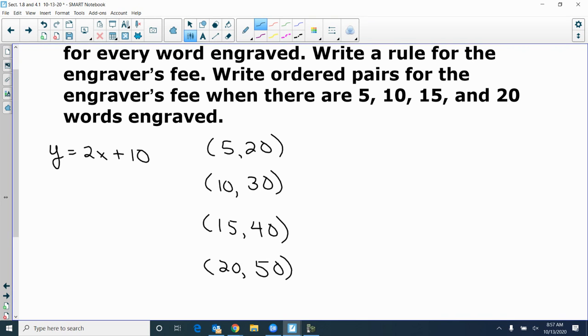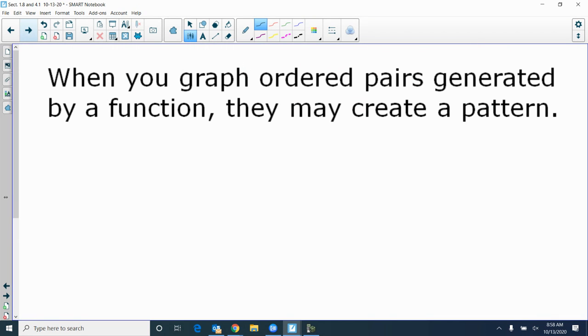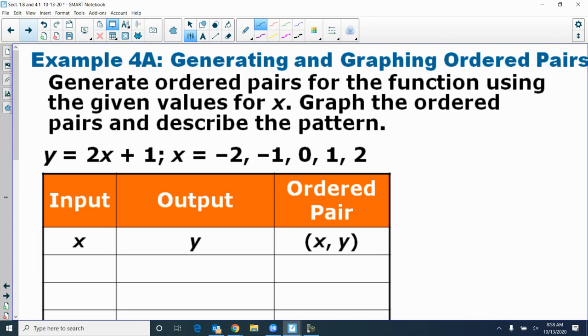So, 5 goes to 20, the Y's go up by what every time? 10. And the X's go up by 5, but we told you what to plug in for the X's. So you want to come up with a rule to designate what the cost will be. All right, when you graph ordered pairs, they may create a pattern. Sometimes they're just random, depending on what it is, but sometimes they're going to form a pattern. We really want to explore that.